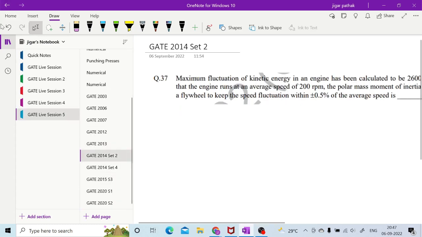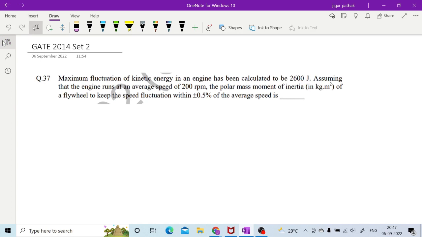This is 14 set 2. Maximum fluctuation of kinetic energy in an engine has been calculated to be 2600 joule. Assuming that the engine runs at an average speed of 200 rpm, the polar mass moment of inertia of a flywheel to keep the speed fluctuation within plus or minus 0.5% of the average speed. Here also plus or minus 0.5% means 1% only, right? So can you try this question?